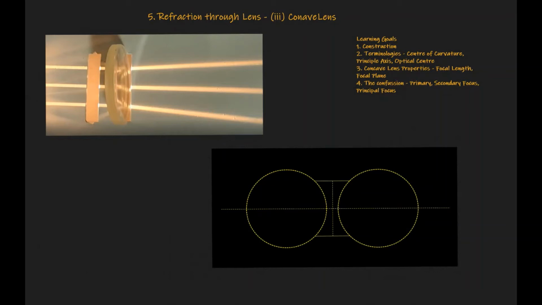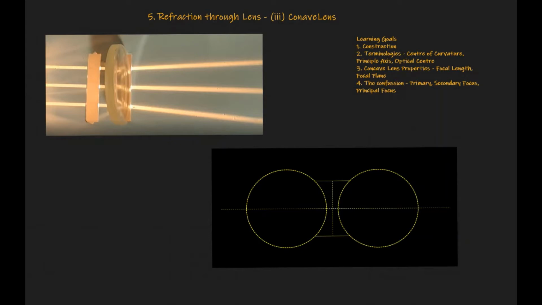Welcome to this video on refraction through lenses. This is the third in the series. In this video we're going to talk about concave lens. So here is a concave lens. You can see a concave lens. It diverges the beam, the parallel beam that comes from the left.